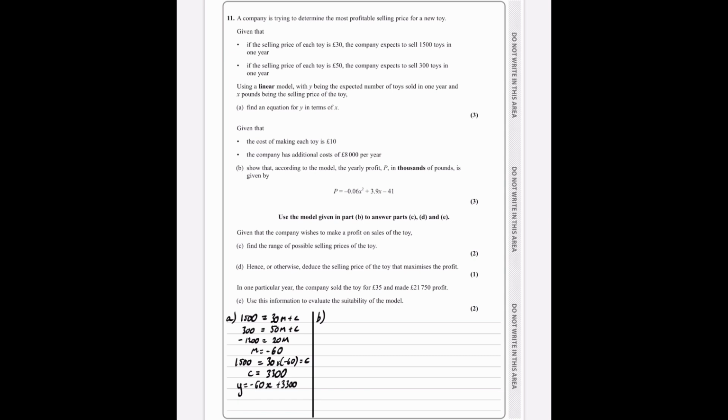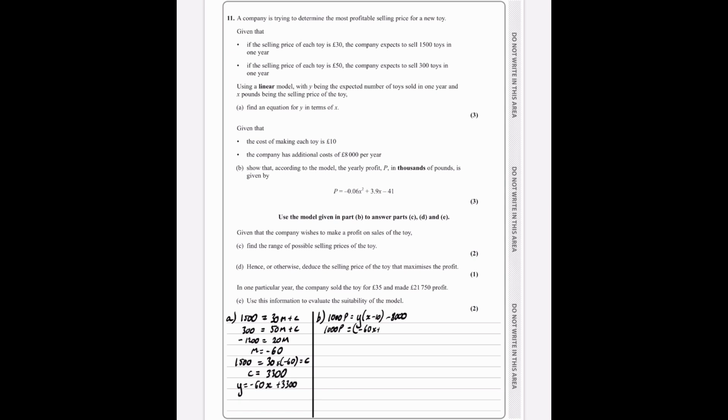All right, for part B, P is now being measured in thousands, so I'm going to stick 1,000 P at the front there. You could have dealt with that the other way, absolutely fine if you have. It's going to be y times x subtract 10 subtract 8,000, because you can take £10 off each toy and then subtract the 8,000 as the fixed cost. And that's going to give you the profit.